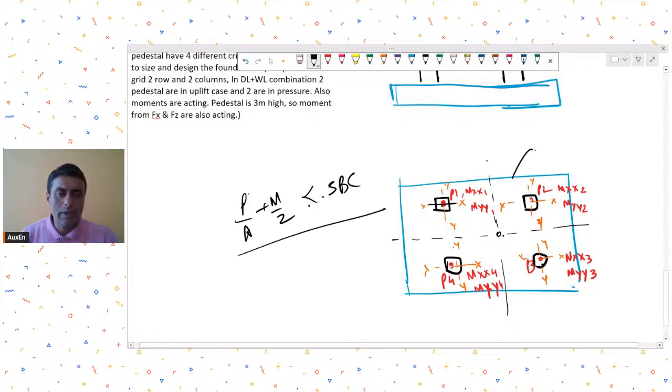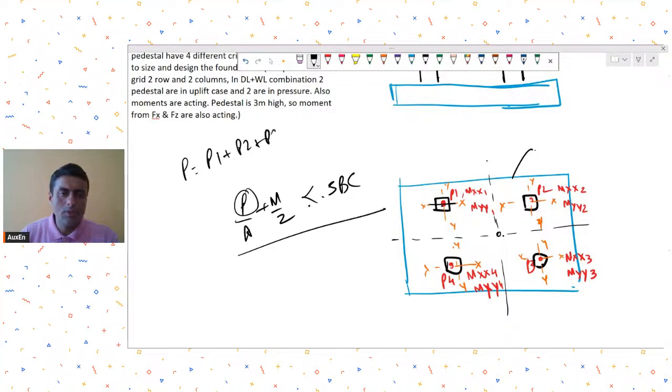Now how will you calculate this P? P is simple. You can just algebraically add all the P's together. How will you calculate this moment? The moment will have to be calculated as the net effect. So how will you calculate this net effect? For example, I was taking the xx moment to begin with.